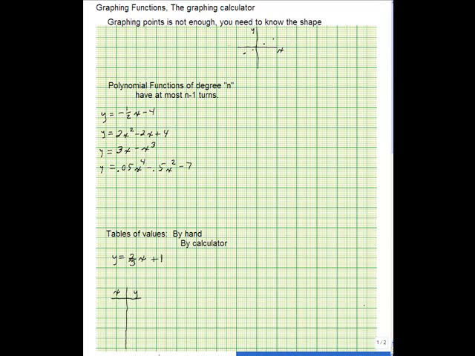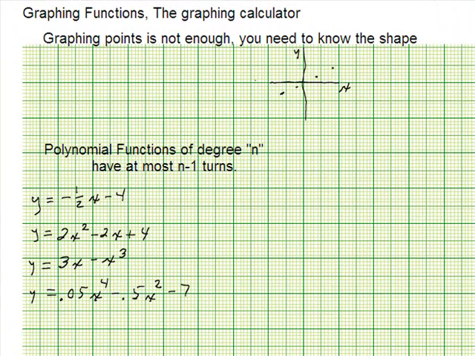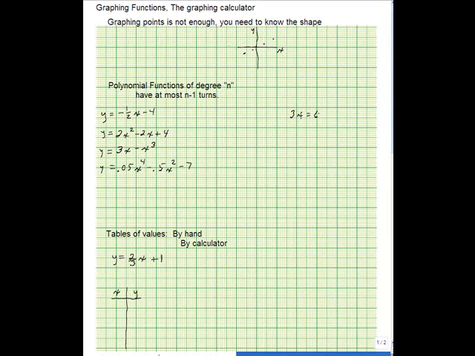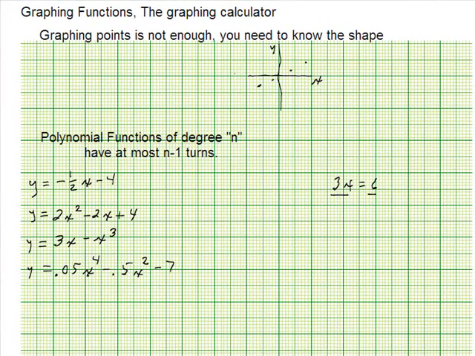Welcome. In this podcast, we're going to discuss graphing functions and the role that the graphing calculator can play in graphing functions. When you have a single variable equation, such as 3x equals 6, your solution is just a single number. Divide both sides by 3, you get x equals 2. Tells you just about all there is to know about the solution.